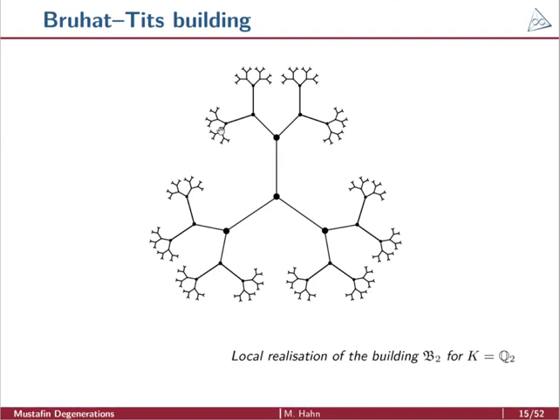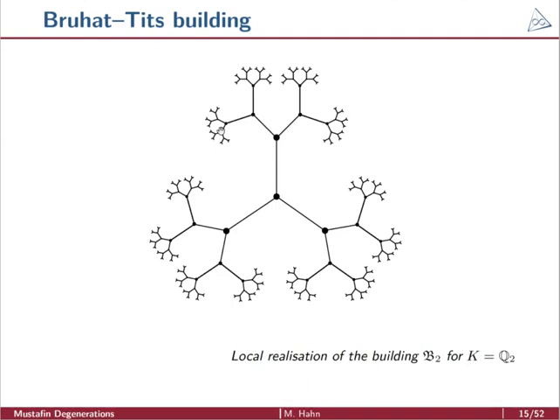And what you get is this building B2 over the 2-adic numbers is some sort of fractal tree. So this is an infinite simplicial complex of dimension 1. So we only have vertices and lines. And this is really this nice combinatorial structure that these affine buildings, these Bruhat-Tits buildings associated with the general linear group, carry. But of course, here we chose very small parameters.